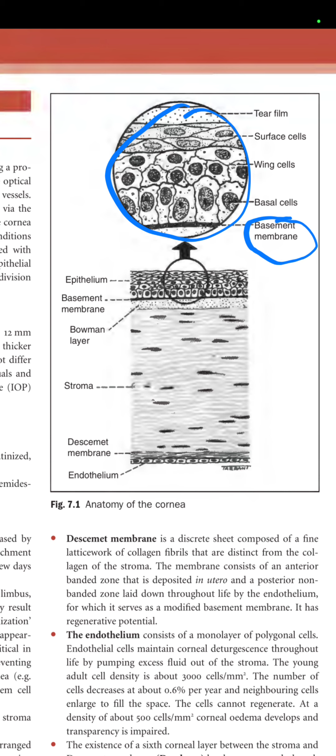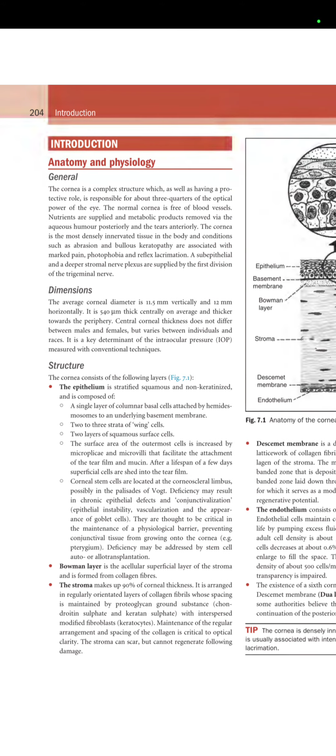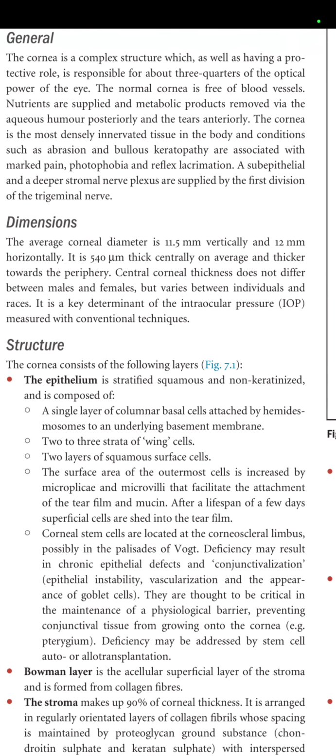So what are the layers of the cornea? Epithelium, basement membrane, Bowman's layer, stroma, Descemet membrane, and endothelium. Structure. The cornea consists of the following layers. The epithelium is a stratified squamous and non-keratinized epithelium.